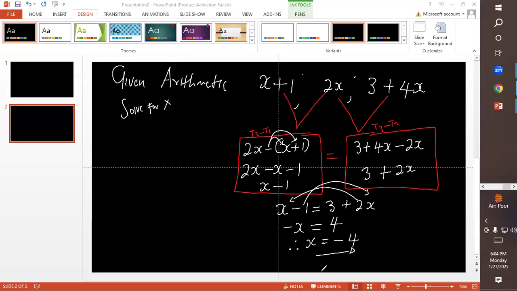So hopefully you are now able to use the definition of an arithmetic sequence to solve for variables.